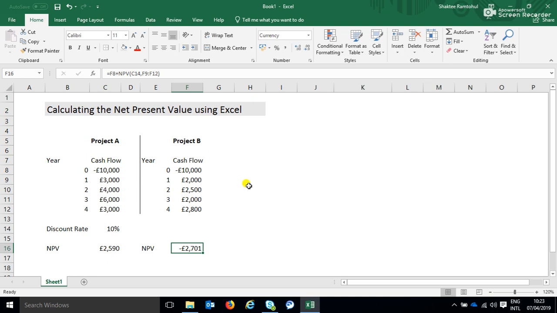Now, if we have to make a choice between these two projects, project A or project B, we will choose the one that gives the positive net present value. So in this case, we will choose project A, simply because it gives a positive net present value of £2,590 compared to project B, which gives a negative net present value of 2,701.